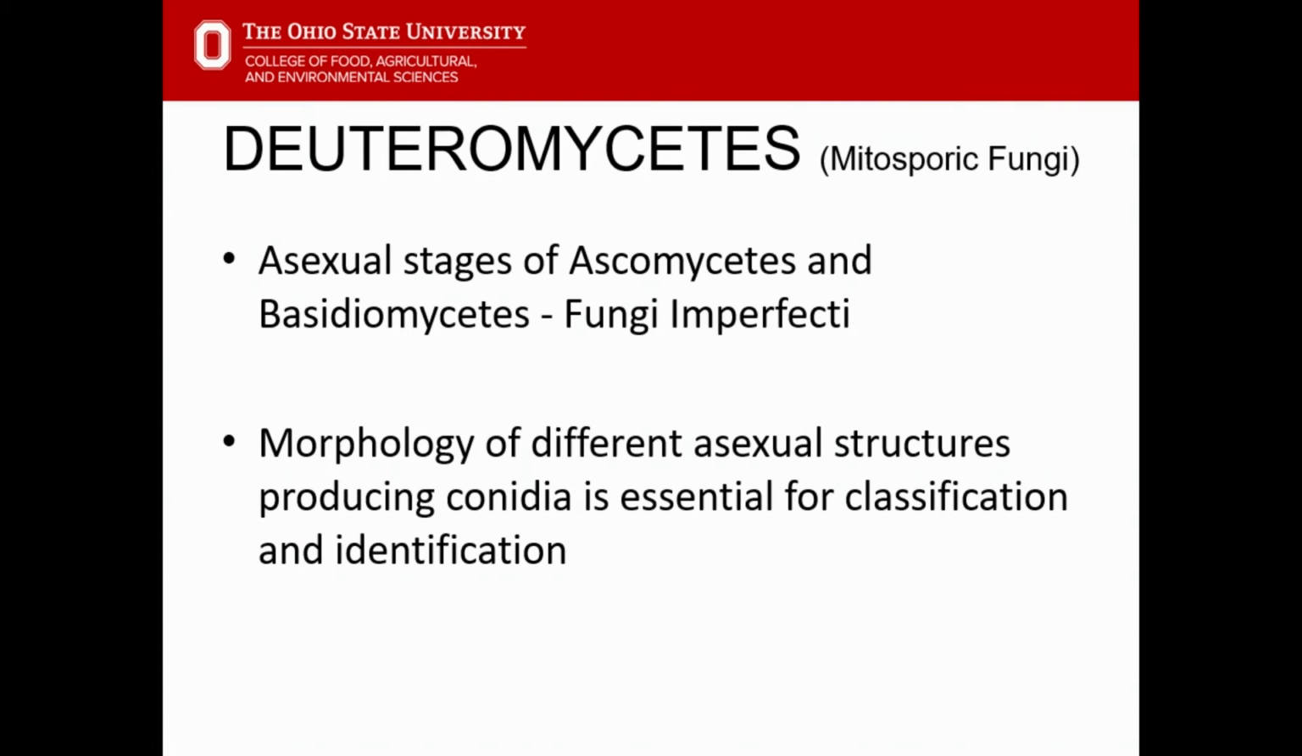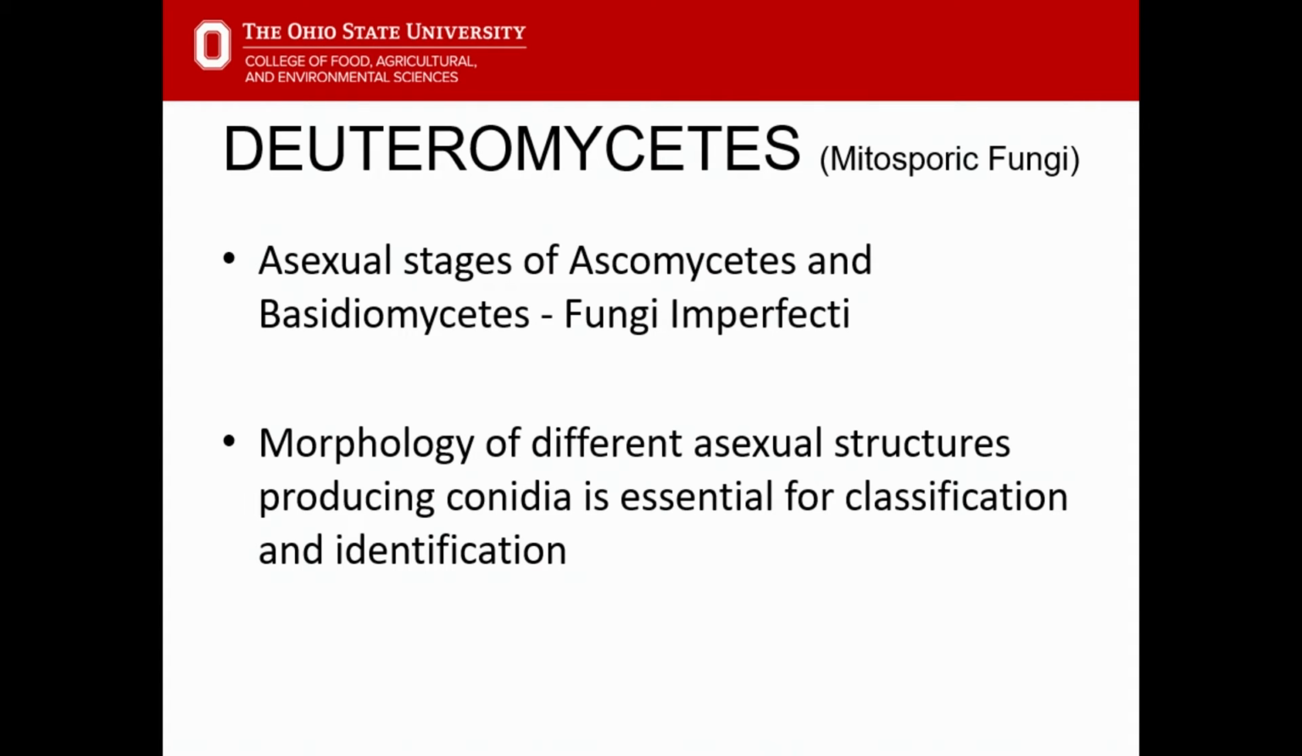For example, the sexual stage or teleomorph of Colletotrichum acutatum, an important pathogen of strawberries, peppers, and other fruit and vegetable crops, is Glomerella acutata. In others, such as the numerous Alternaria species that attack fruits and vegetables, the teleomorph is unknown.